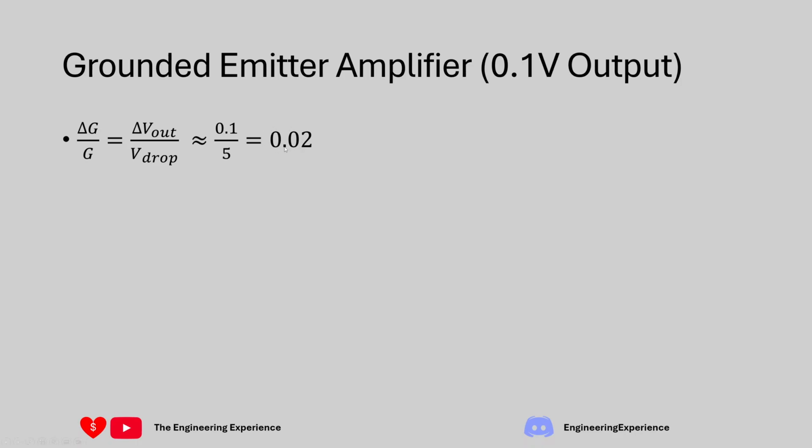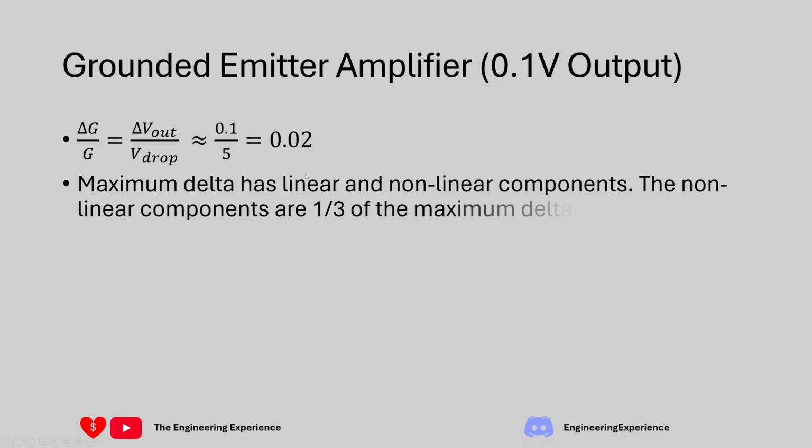Now this gives us a gain distortion of 0.02. However, this 0.02 contains the linear and the non-linear components. The non-linear components are approximately 1/3 of the maximum delta that we have calculated here. Multiplying this by 0.33 gives us our distortion for a 0.1 volt output variation. The non-linearity or the distortion for this circuit at this output level would be 0.67%.